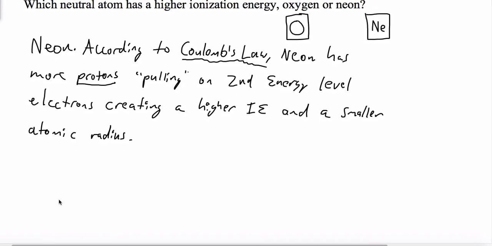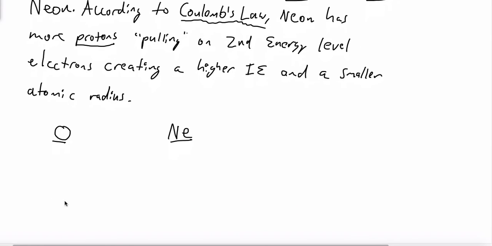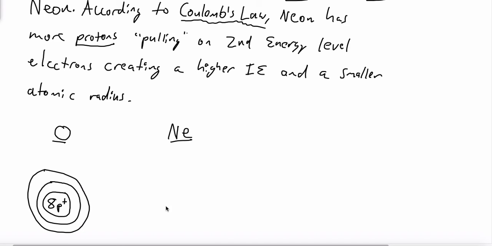Let's go ahead and draw a picture of both of these. Okay, so we're going to draw oxygen here, and we're going to draw neon here, hoping this will help you guys visualize it. Okay, we know that oxygen has 8 protons in its nucleus. So those electrons in the second ring might look like this. And neon has 10 protons in its nucleus. So those electrons are going to end up being a little bit closer.